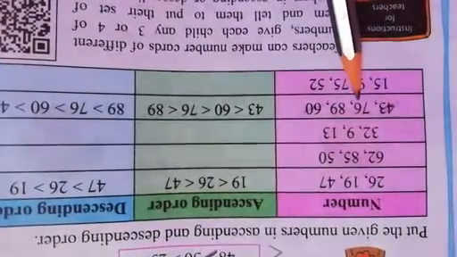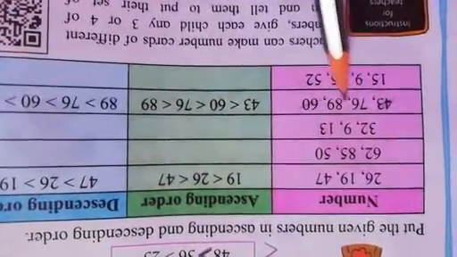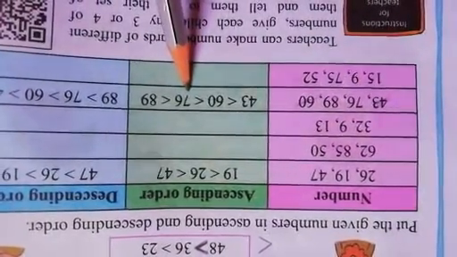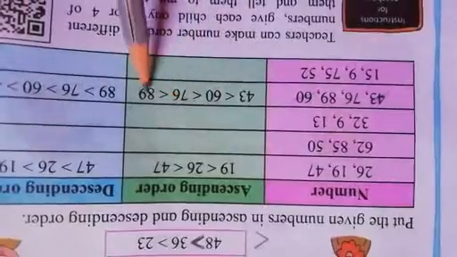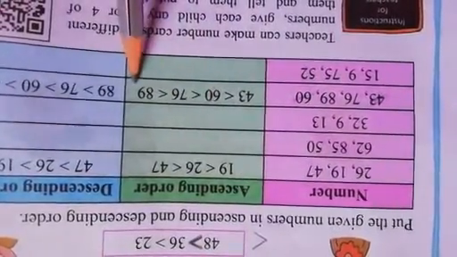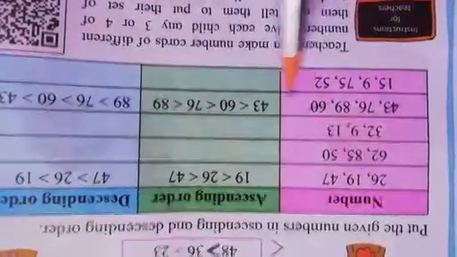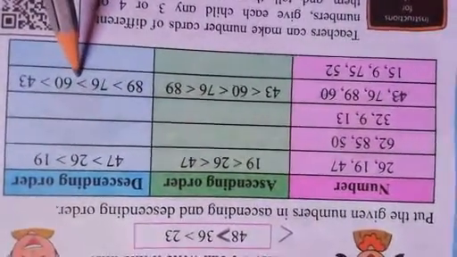Then which number left? 76 and 89. Now from this which is smaller one? 76. So write down here 76. Okay. Then which number left? 89. So write down here 89. So this is your ascending order. Now from of this number only we have to write descending order.